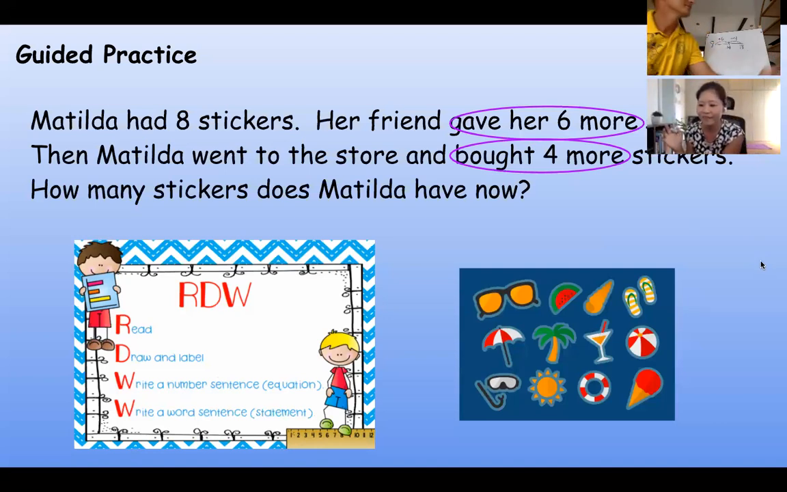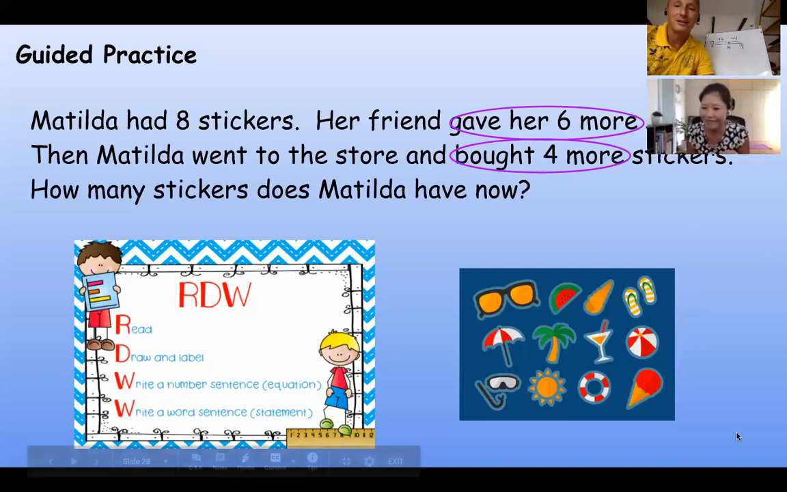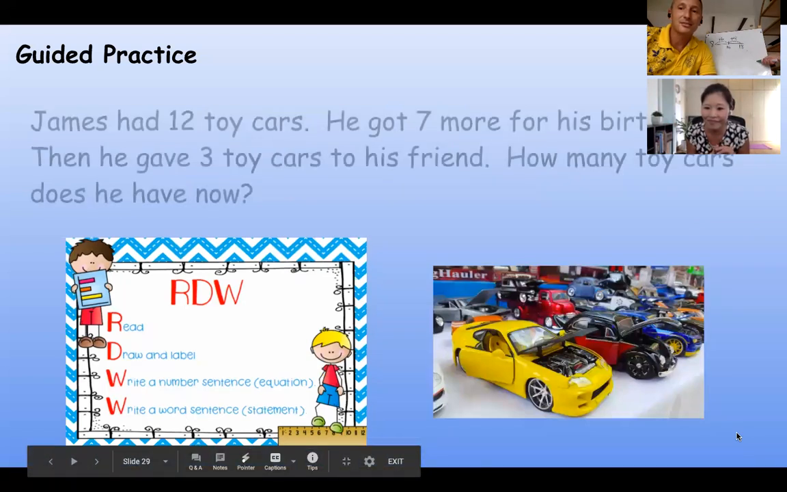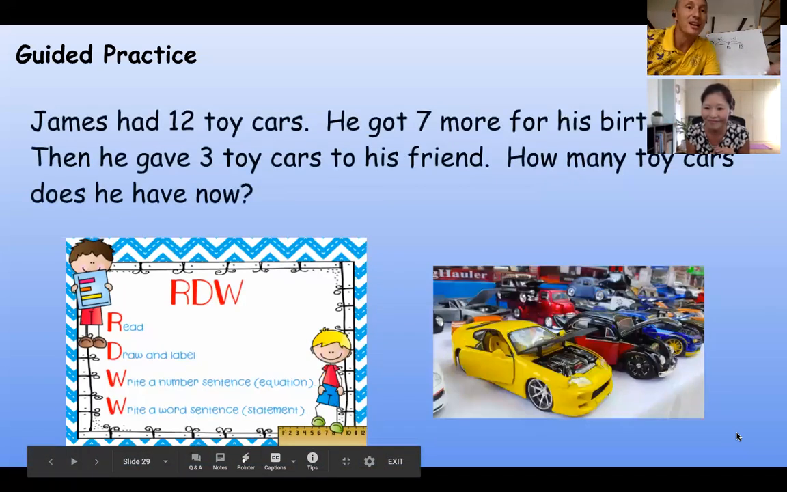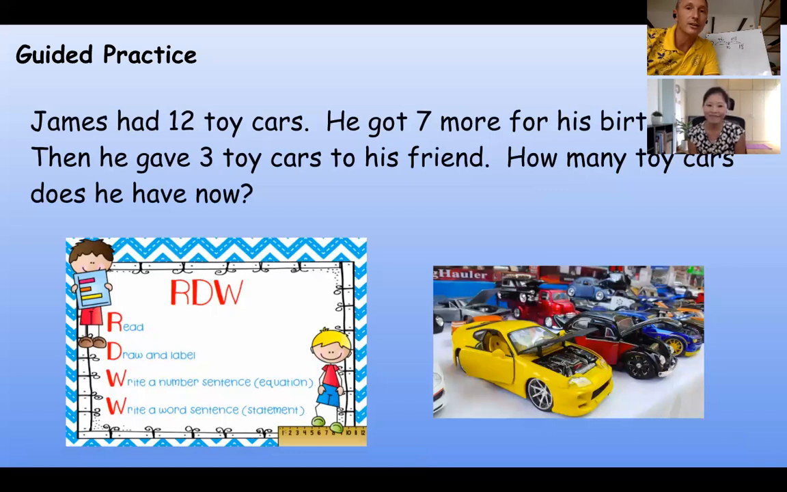All right, let's check the next practice problem. James had 12 toy cars. He got 7 more for his birthday party. Then he gave 3 toy cars to his friends. How many toy cars does he have now?